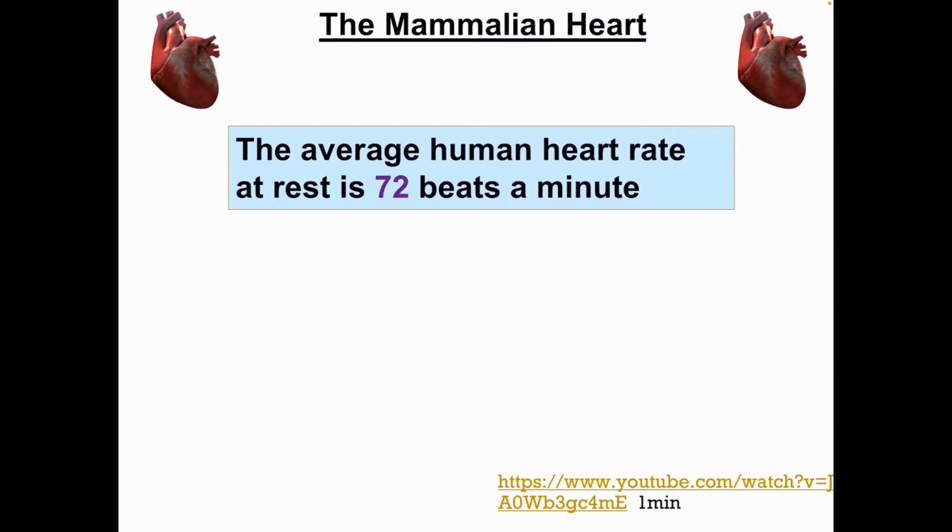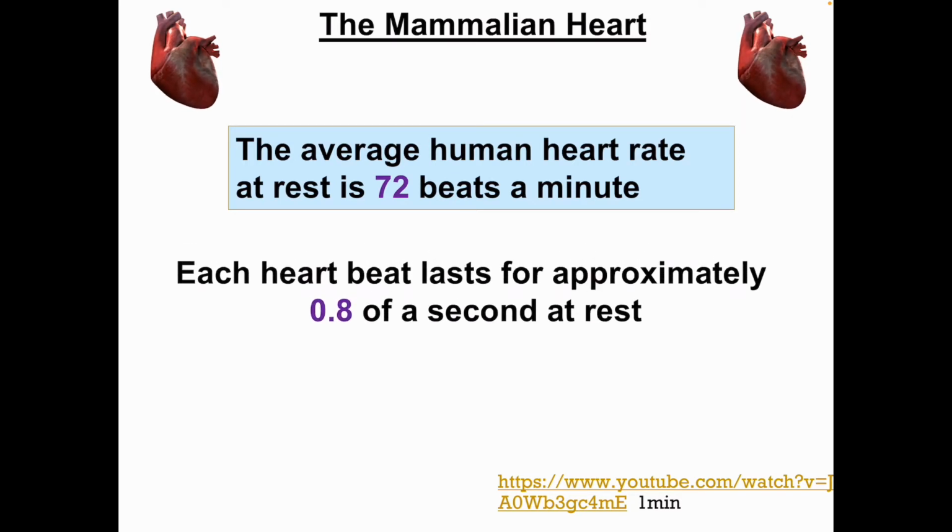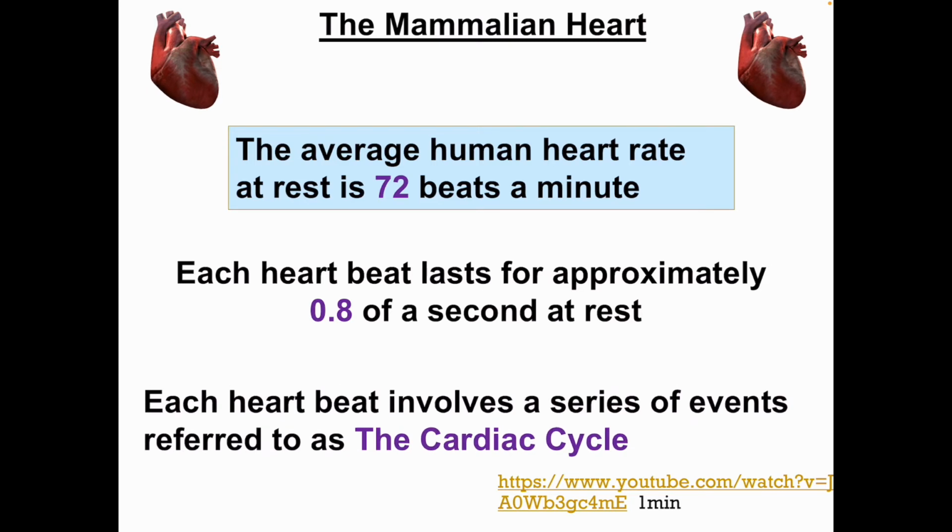The average human heart rate at rest is around 72 beats per minute. That means that each heartbeat lasts for approximately 0.8 of a second when the heart is at rest. Each heartbeat, the heart goes through a series of events which we call the cardiac cycle.